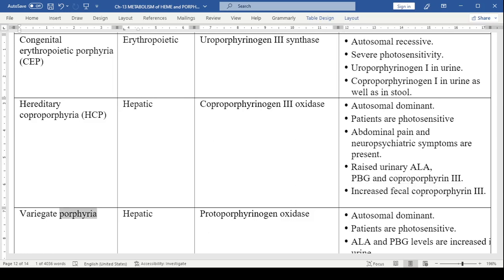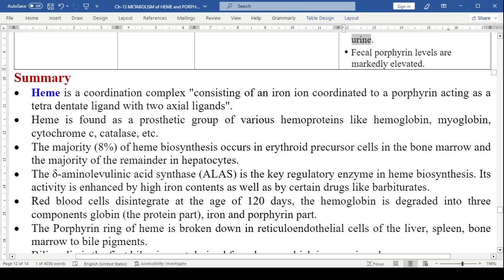Variegate porphyria. Hepatic. Protoporphyrinogen oxidase. Autosomal dominant. Patients are photosensitive. ALA and PBG levels are increased in urine. Fecal porphyrin levels are markedly elevated.